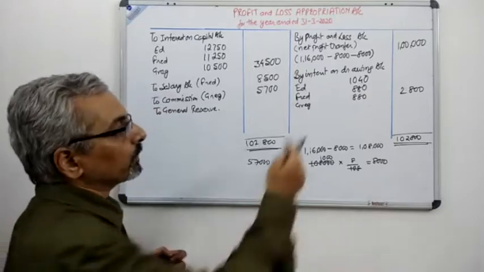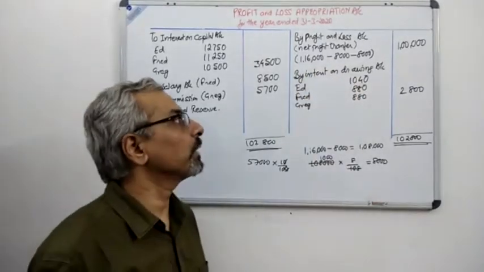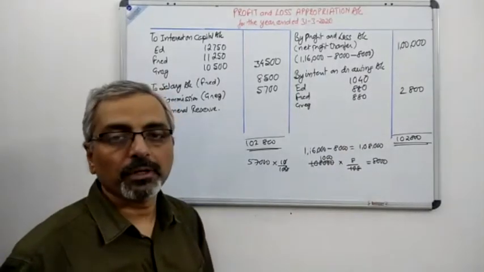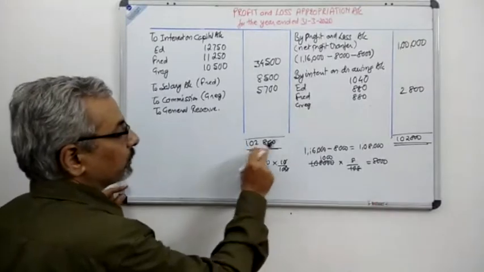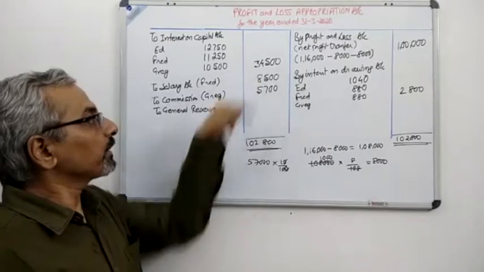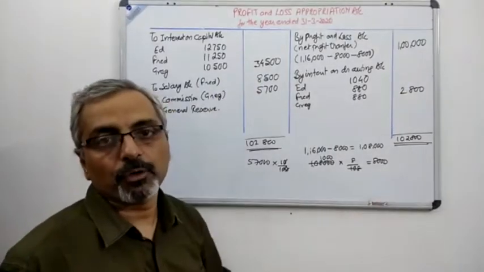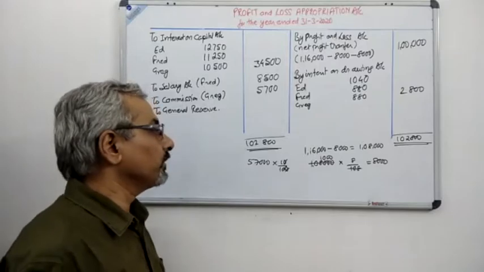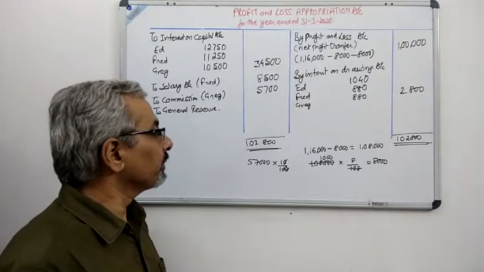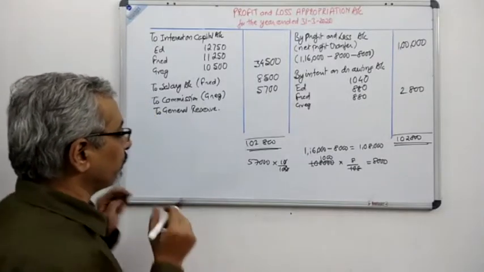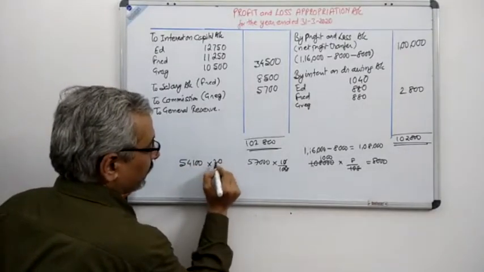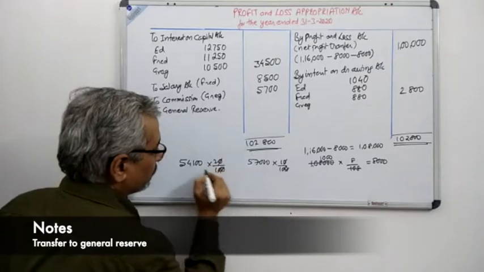But let us first add over there. You can see we have just two figures, so 1 lakh and 2,800 gives us a figure of 1 lakh 2,800. From that, if we subtract these two, 43,000 and 5,700, we are getting a figure of 54,100. 20% of that will be transferred to the general reserve.